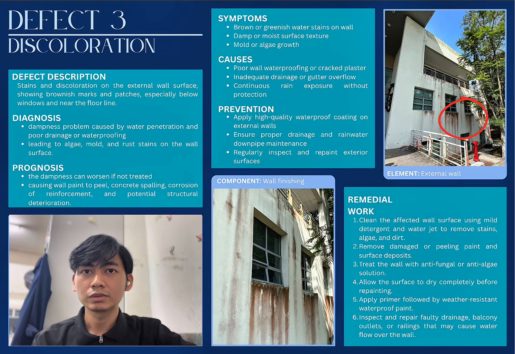The symptoms include brown or green stains, damp surface, and algae or mold growth. The main causes are poor waterproofing, drainage overflow, and continuous rain exposure. To prevent this, we need good waterproof coating, proper drainage maintenance, and regular inspection. For remedial work, the wall should be cleaned, old paint removed, treated with antifungal solution, allowed to dry and repainted with waterproof paint. Drainage and balcony outlets also need to be repaired to stop water from flowing onto the wall.